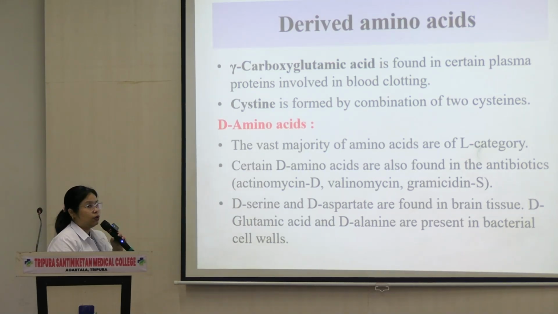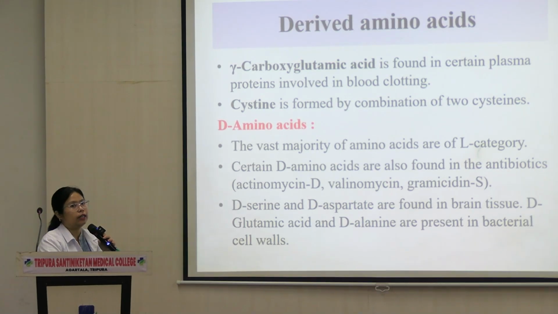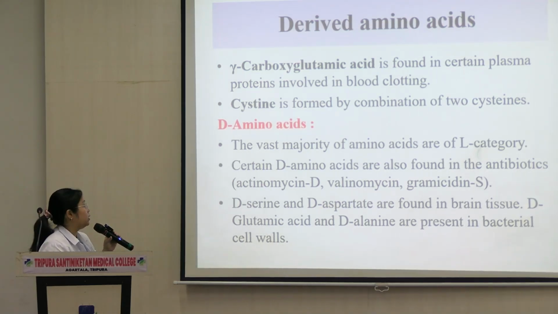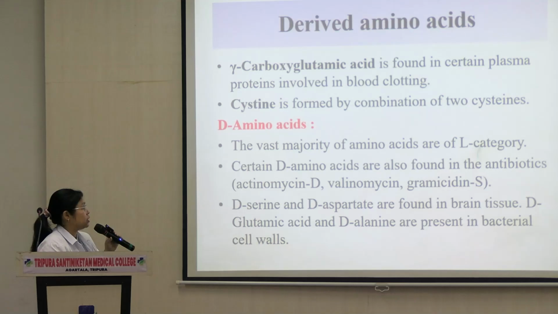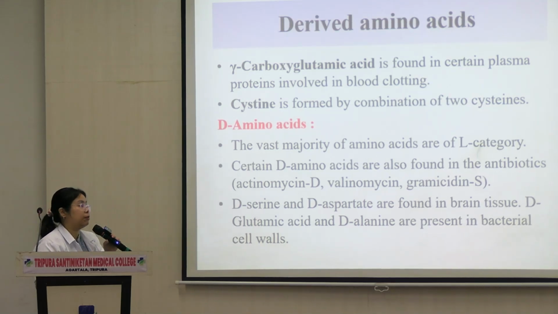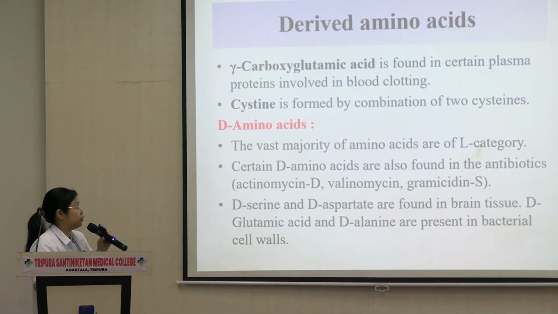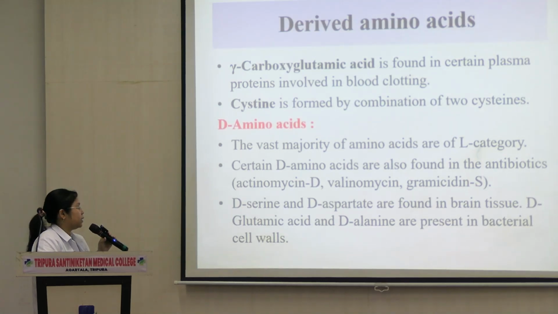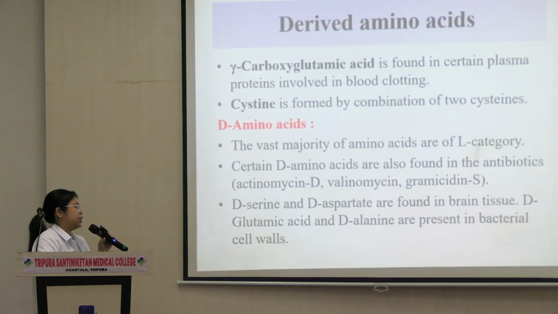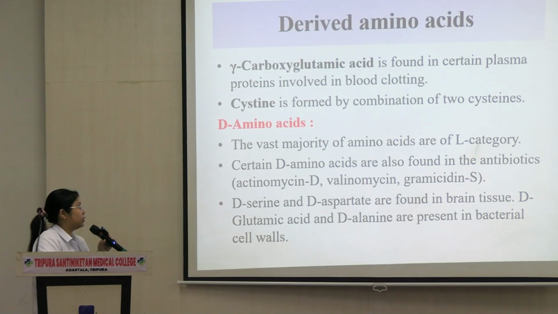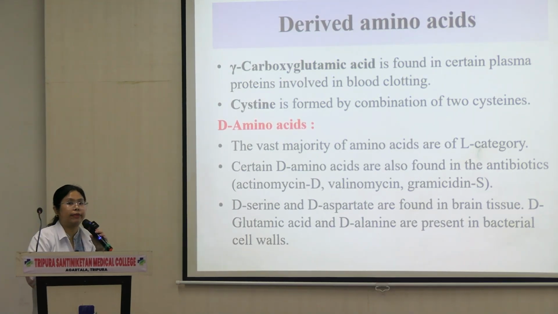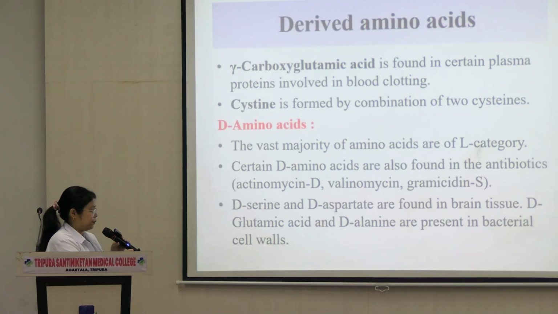D-amino acids: we know all the amino acids are of the L category, but there are certain amino acids of the D category as well. They are found in certain antibiotics like actinomycin D, valinomycin, gramicidin S. They are antibacterials. D-serine and D-aspartate are found in brain tissue. D-glutamic acid and D-alanine are present in certain bacterial walls.